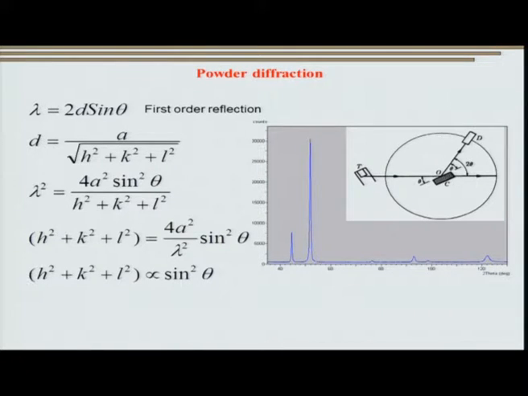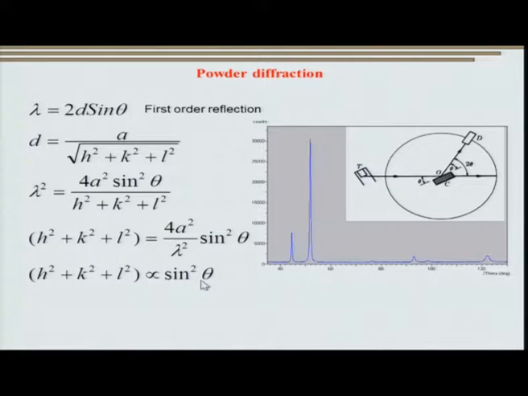However, in order to understand which peaks are present in the diffractogram shown over here, we can do simple calculations. Again, we go back to Bragg's law, and if we rewrite it considering first order reflection, we get lambda equals 2d sin theta, and then substituting d for cubic crystals, which is a divided by the square root of h square plus k square plus l square, and then substituting and rearranging the terms, we get that h square plus k square plus l square is proportional to sin square theta.